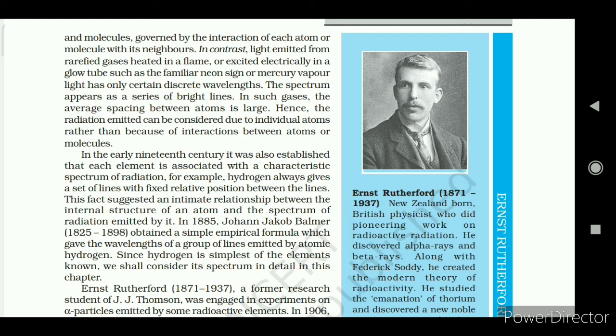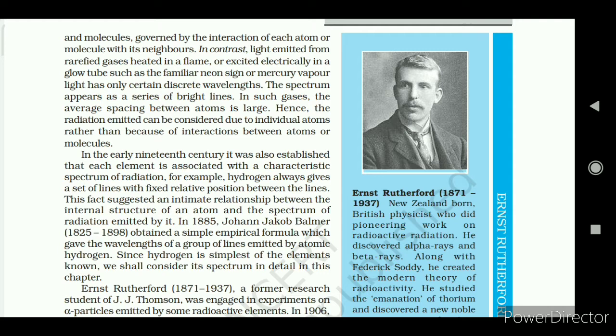In the early 19th century, it was also established that each element is associated with a characteristic spectrum of radiation. For example, hydrogen is the simplest of all elements known. We shall consider its spectrum in detail in this chapter.